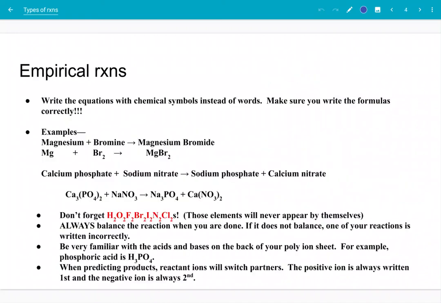The next part is empirical reactions. Empirical reactions are when you write those equations in symbolic form, with chemical symbols instead of words. The key is writing your formulas correctly. I'd always write your original ions somewhere else on your paper and do the drop and swap. My first example here is magnesium plus bromine, making magnesium bromide. Here I just translated magnesium to Mg. Bromine is a Br2. It is a Hofbrinkel.